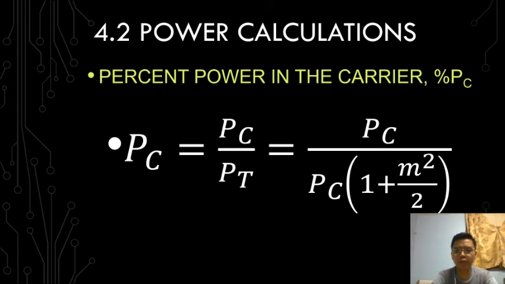This is the formula for the percent power in the carrier. P sub C is equal to P sub C over P sub T, which is also equal to P sub C over P sub C times (1 plus M squared over 2).